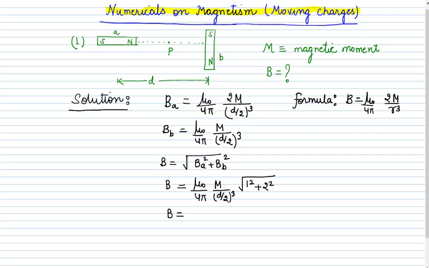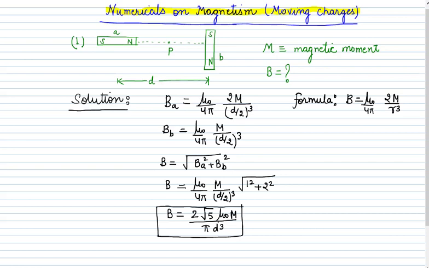And here you have 4 and this will be 8. So this cancels out and you will have 2 here. So this will become 2 under root of 5 mu naught m upon pi d cube. So this is the resultant magnetic field we get due to the presence of these two magnetic dipoles A and B.